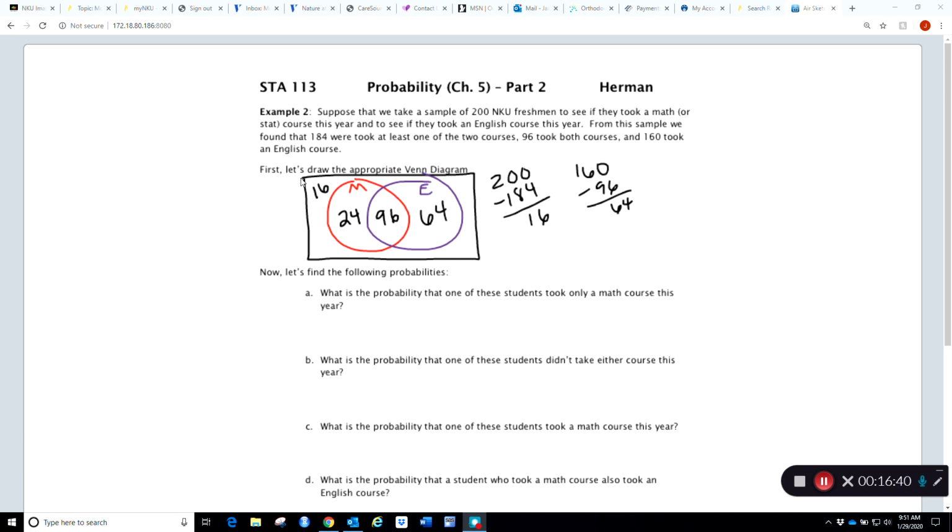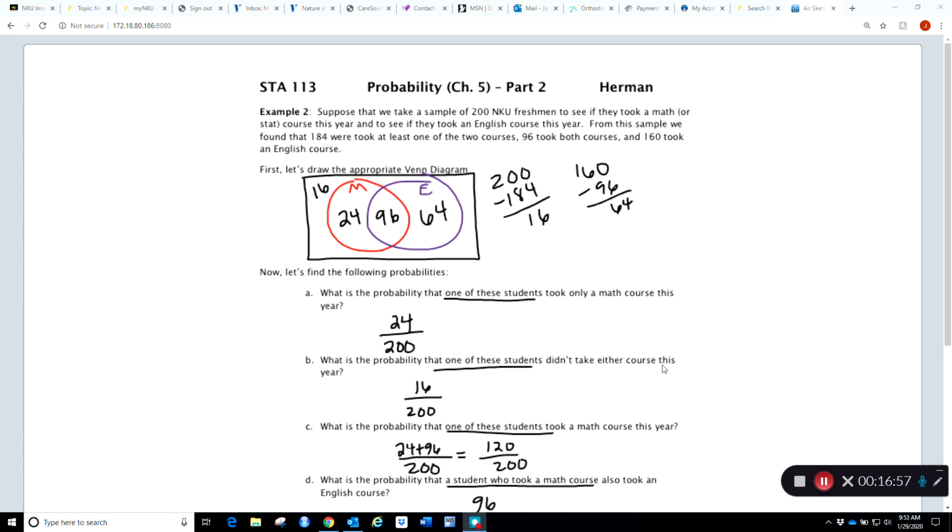Okay, now that hopefully you have the right picture, we can now try to calculate these probabilities. So again, if you haven't already, pause the video here, try them, and then you can always come back and watch the video to see how you did.